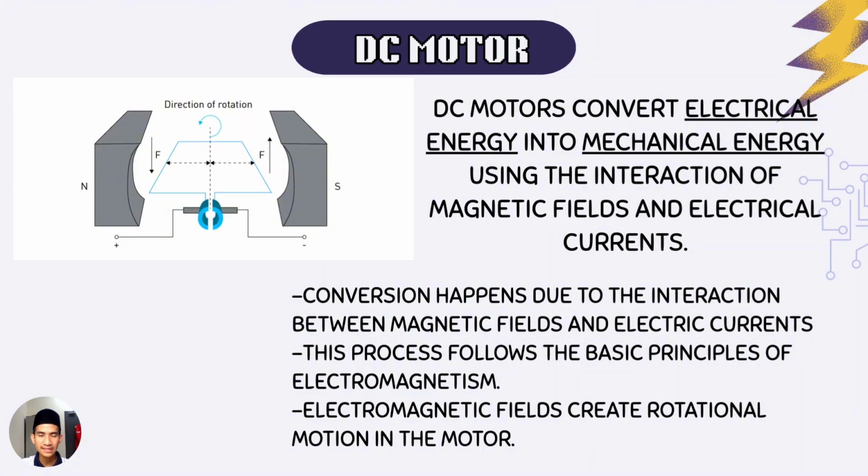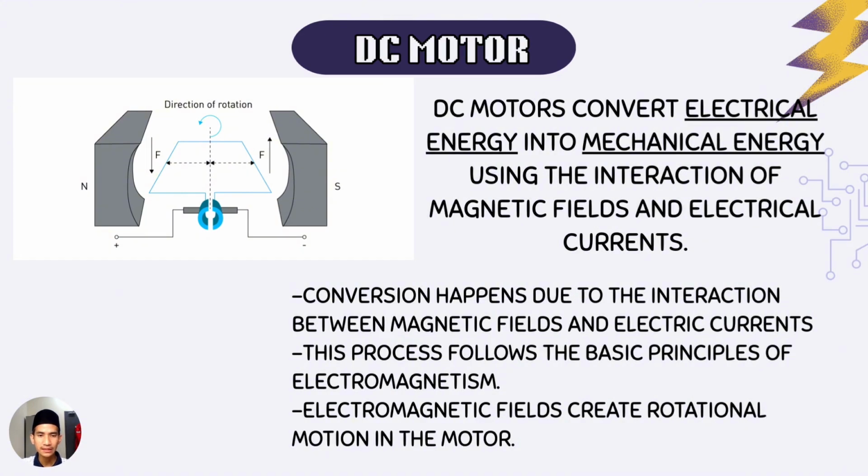What is a DC motor? A DC motor converts electrical energy into mechanical energy. This happens through the interaction between magnetic fields and electrical currents. When electric current flows through the motor, it interacts with the magnetic field inside the motor. Because of this interaction, a force is produced. This process follows the basic principle of electromagnetism.